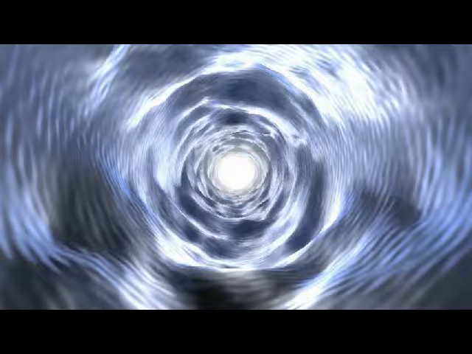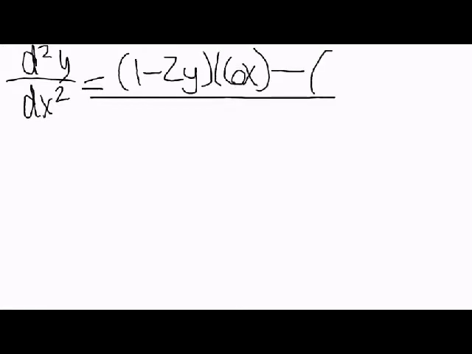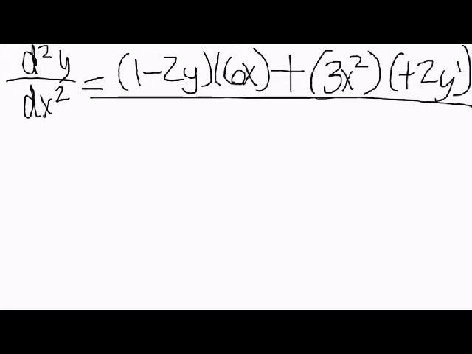We need the second derivative, so we must do this process again. In order to find the second derivative, we must use the quotient rule, which is low d high minus high d low, all over low squared. But since when we take high d low, one of the derivatives results in a y prime, we just take what we know from the first derivative, plug it in, and then solve for the second derivative. So we get the quantity of 1 minus 2y multiplied by 6x plus 3x squared multiplied by 2y prime, all over the quantity of 1 minus 2y squared.